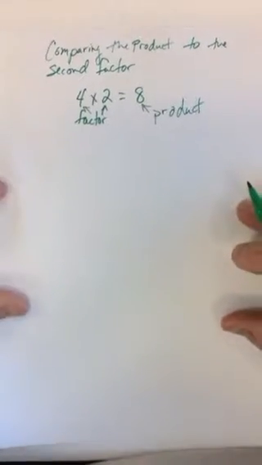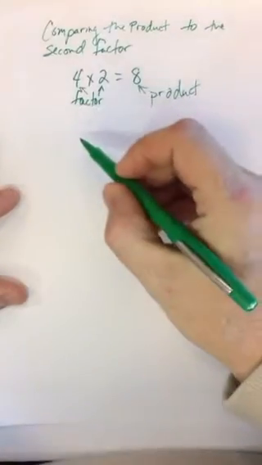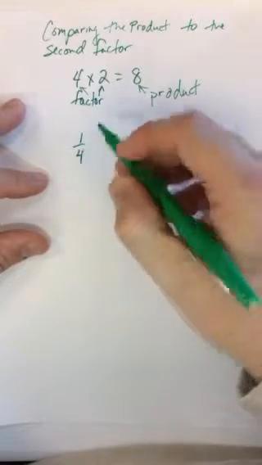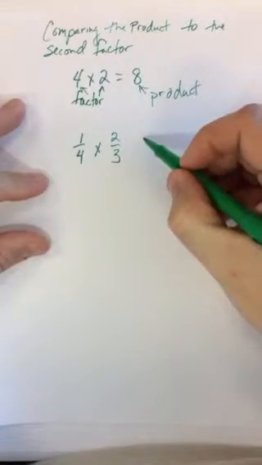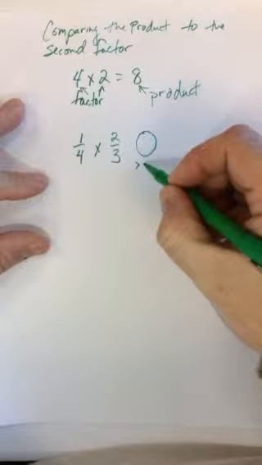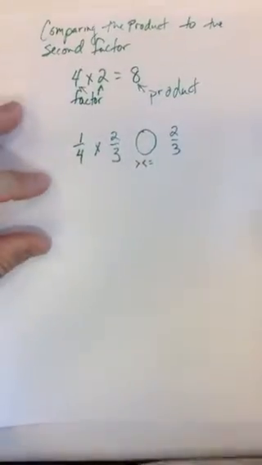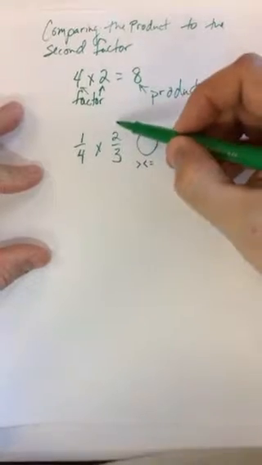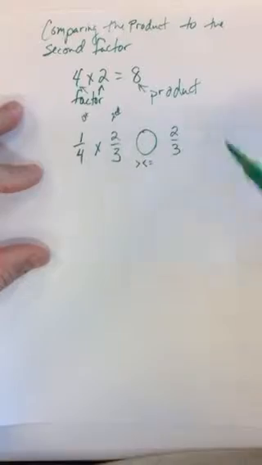So this same idea applies when you are dealing with fractions. If I have some fractional pieces, and let's just use 1/4 times 2/3, is it greater than, less than, or equal to 2/3? So in this equation, this would be the first factor, this would be the second factor. And that's why I wrote that over here.